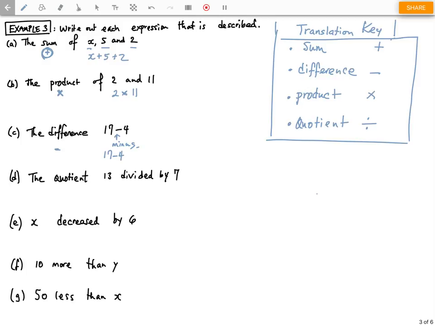For 3D, the quotient, let's look at the translation key to the upper right. You see a division. So quotient means to divide. So if we do 13 divided by 7, you can write that as 13 divided by 7, or you could do it in a fraction form, 13 over 7.